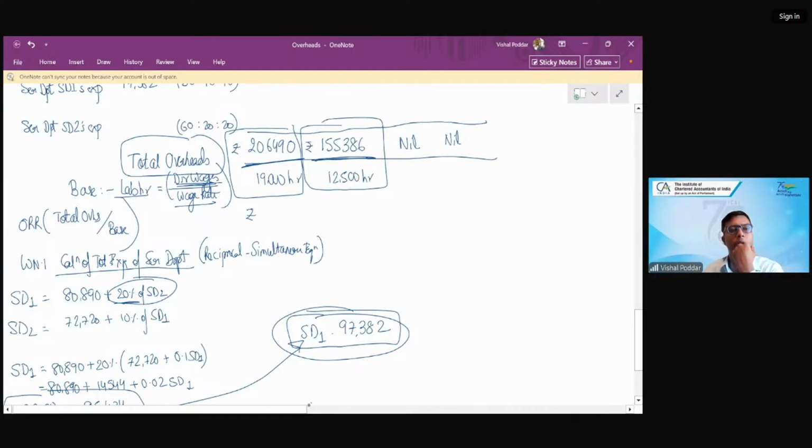Yes, Gunjan. 10.86, 12.43. Correct, Shamli. 10.86 something per hour, right? And 12.43 something per hour. So this is your calculation of ORR. Is it correct, students? Is this understood by all?